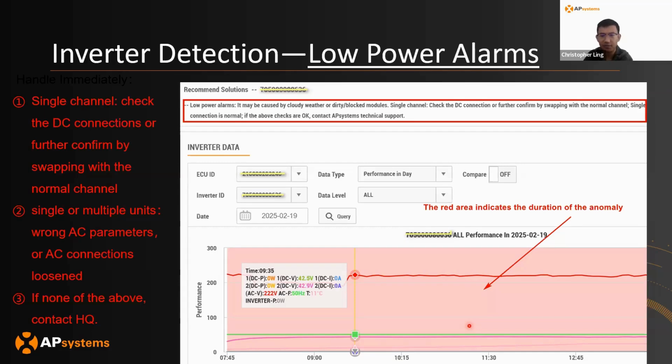Brian, so you have a question? Yeah, is there a way to check the microinverter system is working properly as you're installing the system? So I guess prior to connecting to the ECU.